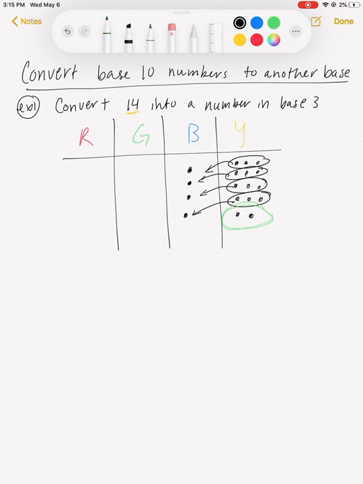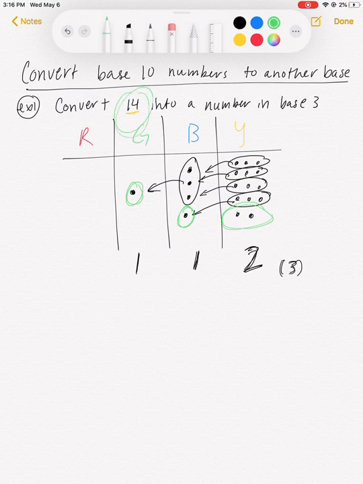And I'm going to go ahead and group any groups of 3 in the blue column. I'm going to put them into this green column, which are the 3 groups of 3, or 9s. Okay, so I have one of those. And to convert them into a different base, I take a look at that this is one of the groups of 3, and that's one of the groups of 9. And so we have one of those groups, one of those groups, and 2 of those leftovers. Okay? So it's 1, 1, 2, base 3. So 14 is 1, 1, 2, base 3.